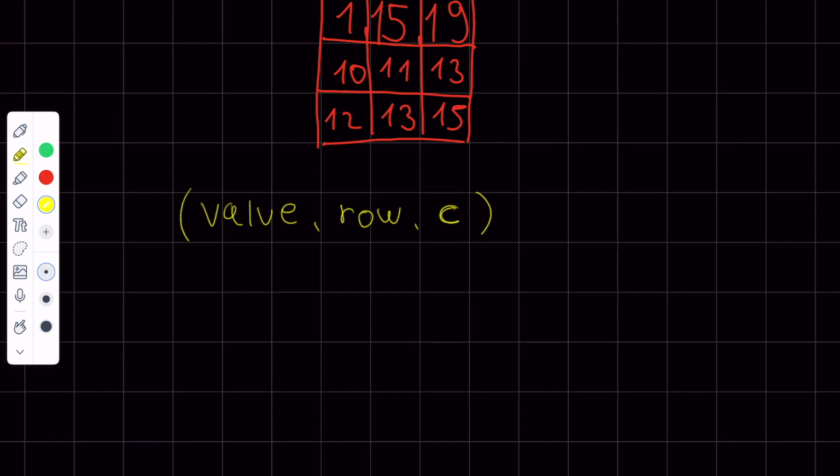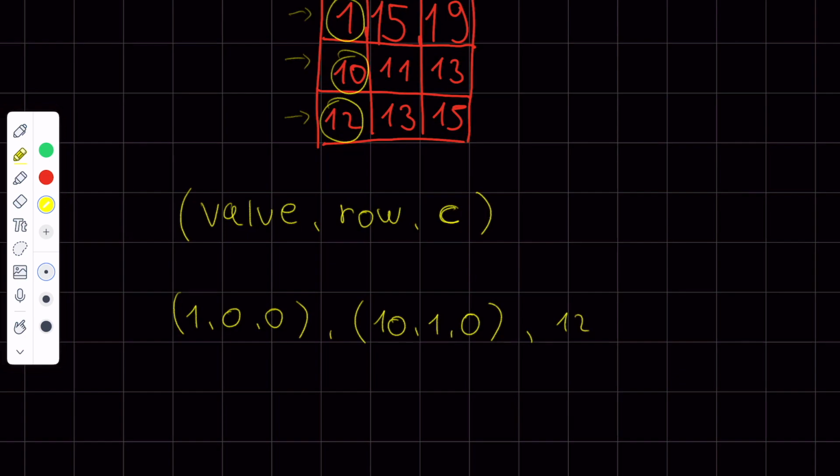So, as we said, each time we want to compare the smallest current element from each list. So in the beginning, it's going to be 1, 10, and 12. So our heap is going to look like this. It's going to have one element, whose value is 1, its row is 0, and its column is also 0. Our second element is going to be 10, 1, and 0.